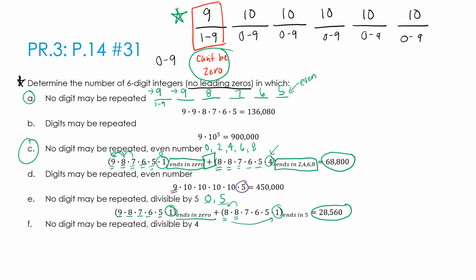And last one, this one's a real bear, so if you got this one, congratulations. This one says, no digit may be repeated and divisible by 4. The difficult thing here is that if it's divisible by 4, I can't just say that it ends in 2, 4, 6, 8, or 0, because that just makes it even. And of course, there are even numbers like 2 and 6 and 10 that are not divisible by 4.